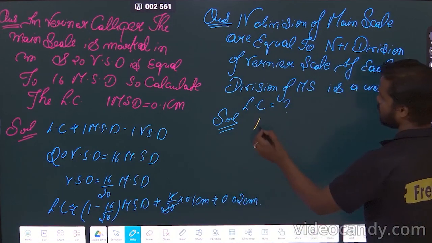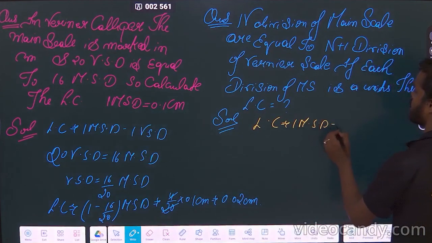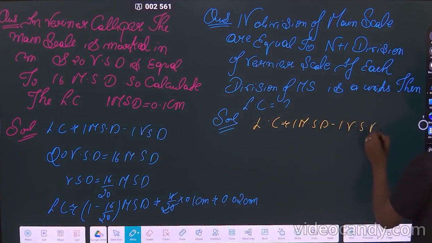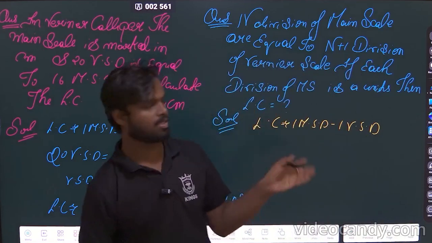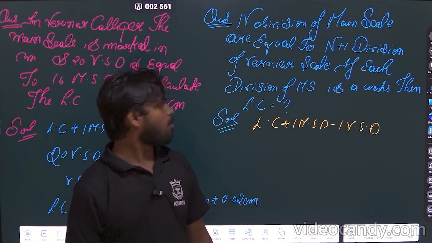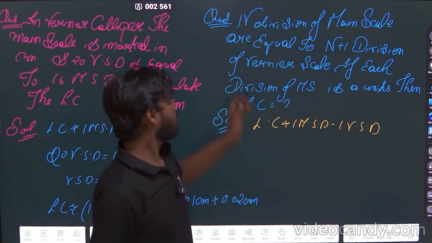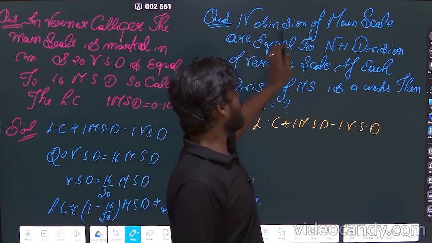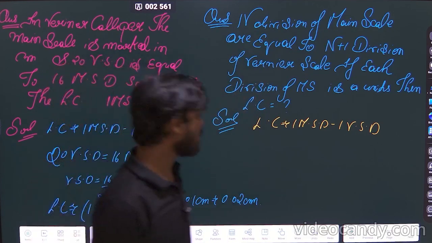So what you will do, least count is 1 MSD minus 1 VSD, correct? Least count will be 1 MSD minus 1 VSD. So what is my one main scale division? One main scale division that we know, that is a unit. What is my vernier scale division? We use this relation because n divisions of the main scale is equal to n plus 1 divisions of the vernier scale. So what is the relation we got?